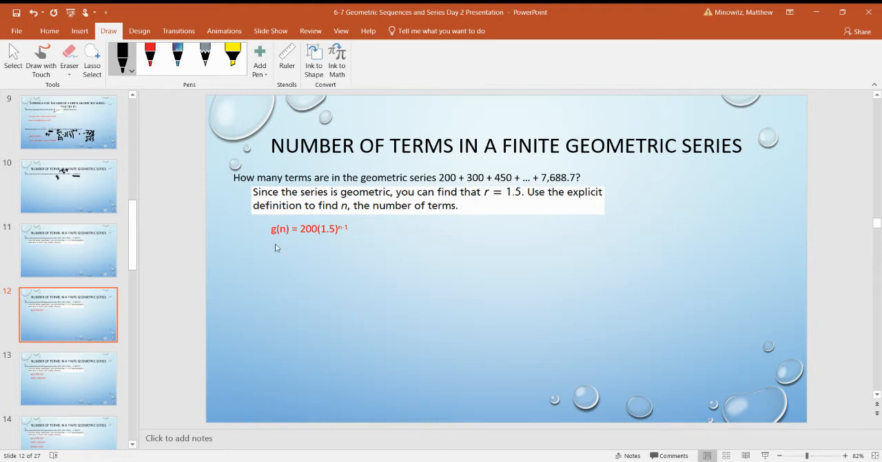So I know that the last term is this, 7688.7. And now I'm going to use algebra to solve. And I'm going to go through this pretty fast. I'm going to stop at one point because one point is really important. But we need to know how to solve for n. So we divide by 200 on both sides. And then we see n in a variable, which we've learned how to deal with this chapter.